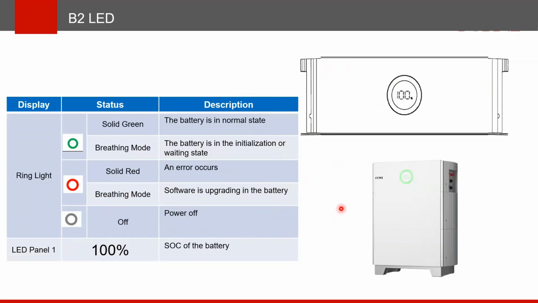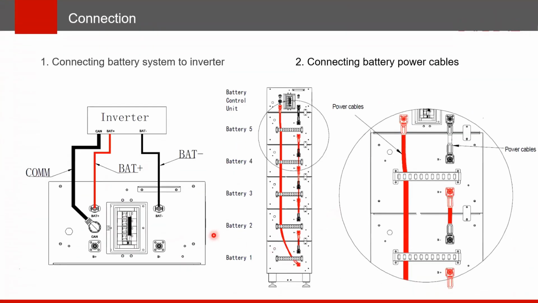Okay, and here is the battery system, the connection between the inverter and the control box. Just remember, battery positive is connected to the inverter's battery positive, and negative to negative. Another cable is the communication cable, to make sure the battery control box communicates with the inverter.